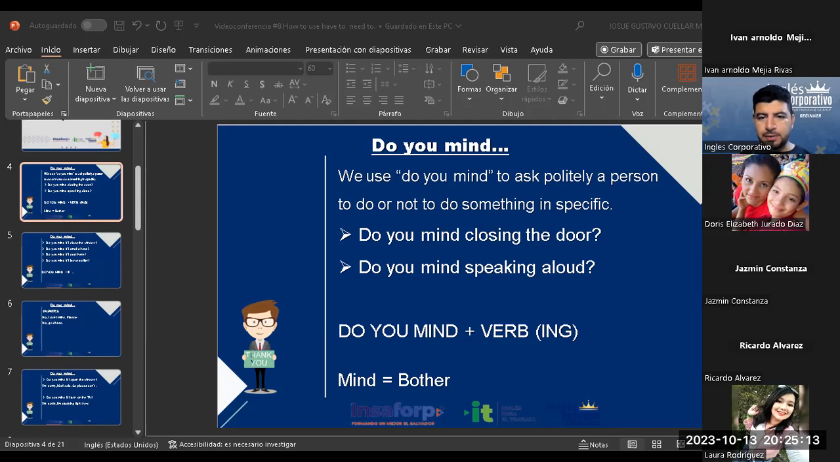Nunca está presentado tampoco. Let's go with Stephanie. Stephanie viene de camino. Viene manejando, Stephanie. Gracia. Hello, Gracia. Do you mind smoking outside? Yeah, that's a very good one. You are in a room and a person is smoking and you don't want to feel that smoke. So you can say, do you mind smoking outside? ¿Te molestaría fumar afuera?